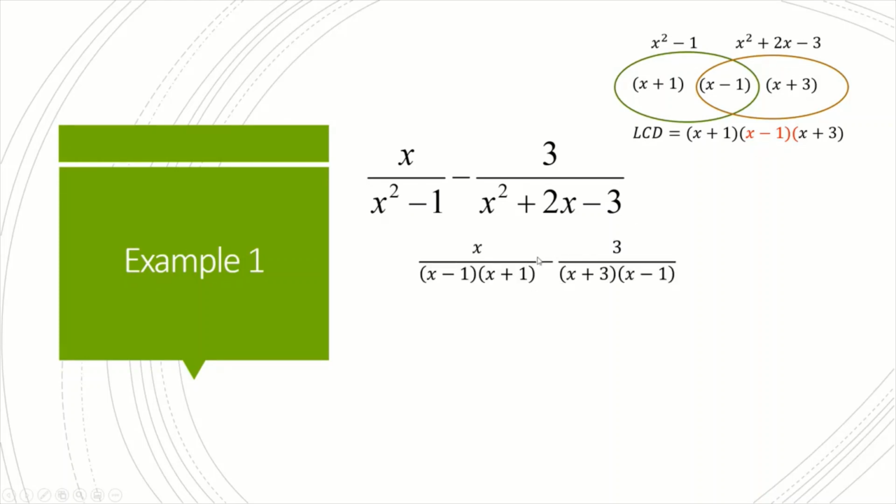So this is what it looks like in factored form. Whatever's missing is what you want to multiply the top and the bottom by. So here, this fraction is missing the x plus 3, so you would multiply the top and the bottom by x plus 3. This one's missing x plus 1, so you would multiply the top and the bottom by x plus 1.